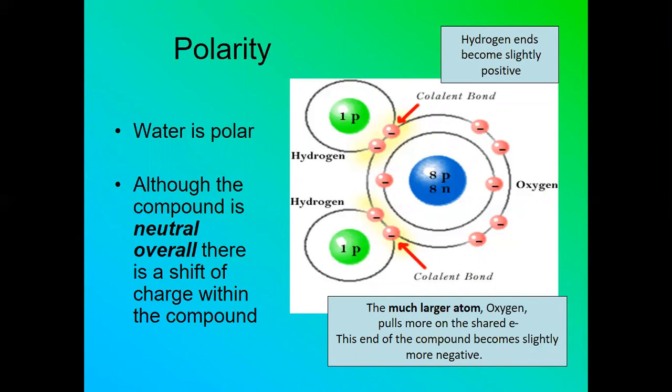Polarity. Water is polar. Remember when I said that they were going to share electrons? They share electrons, but they don't share them equally. The hydrogen gets bullied out of their electrons more often, and the oxygen has those electrons more often. Thereby, oxygen is negative and hydrogen is positive. But again, the overall compound is neutral.